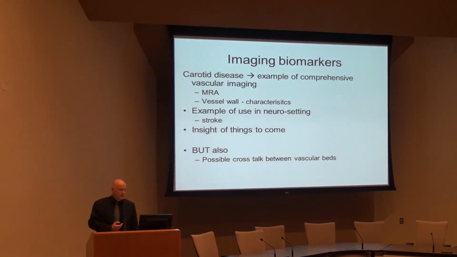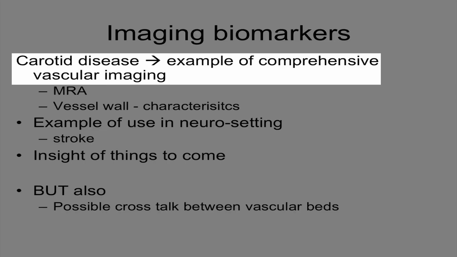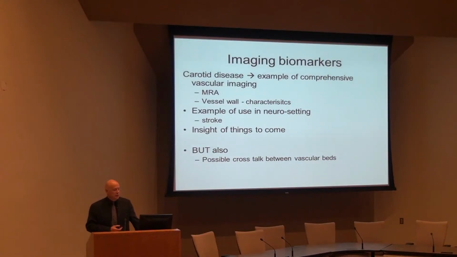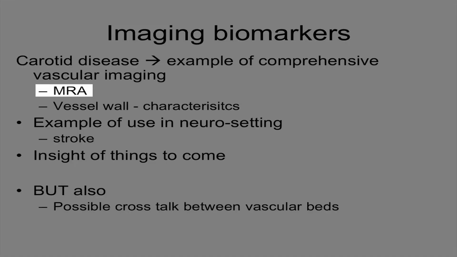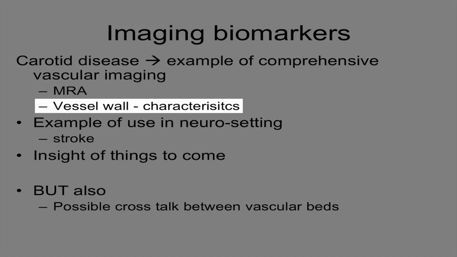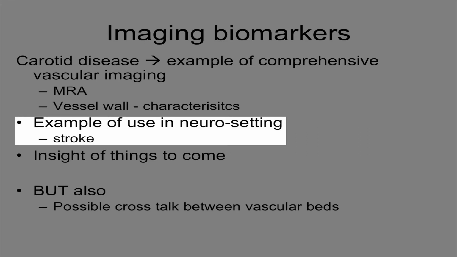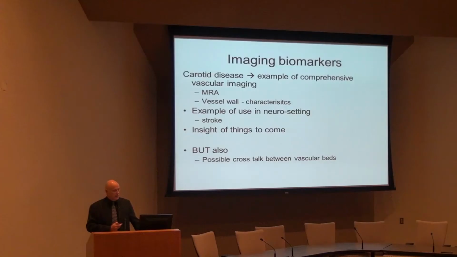So carotid disease, the brain is a useful example, and again, we may get there in the heart sometime soon, of comprehensive vascular imaging technologies. We can perform luminology, in other words, angiography using MR, and we can look at the vessel wall itself. Obviously, in the neuro setting, we'll be looking at stroke and ischemic events, but hopefully in the cardiac setting, in a few years' time, we'll be looking at coronary events as well.